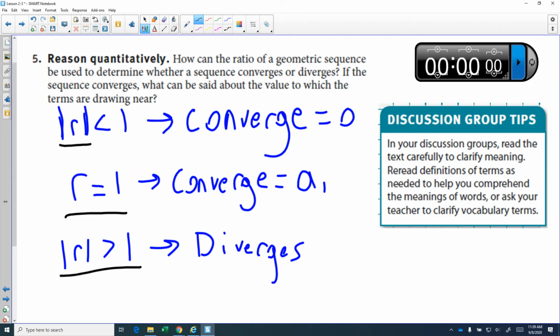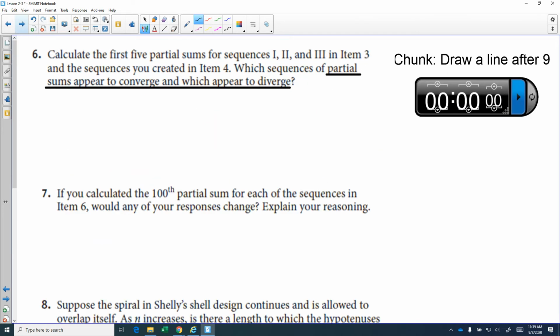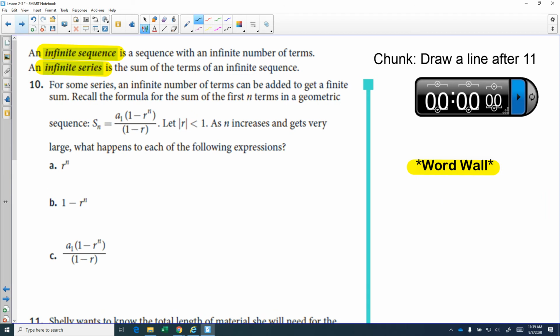Now, with that being said, let's talk about how this actually affects an infinite sequence or series. Let's talk about how this goes into depth. On number 10 here, we're looking at an infinite sequence and an infinite series. An infinite sequence is a sequence with an infinite number of terms.